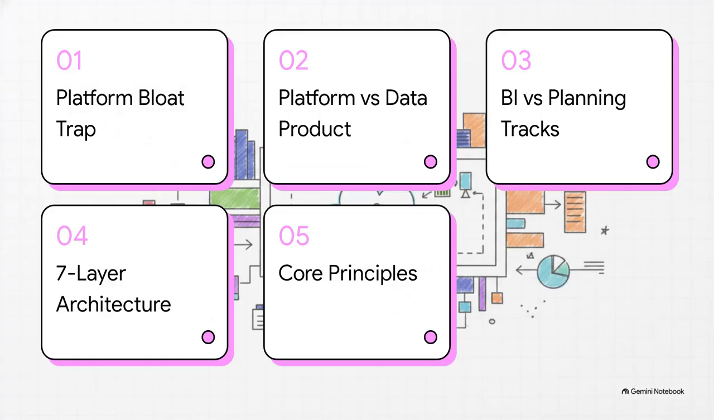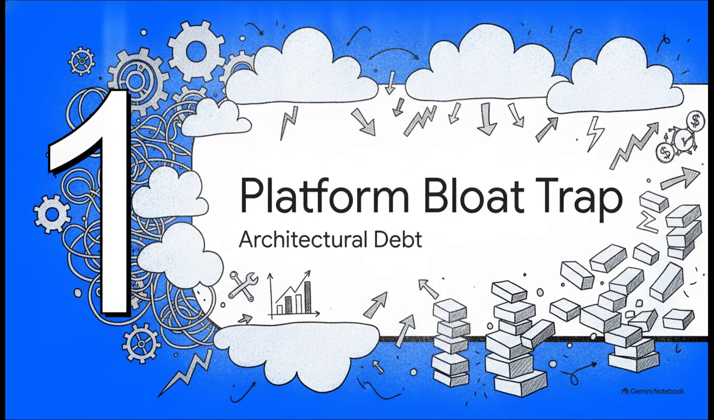To get us to that streamlined state, here is our game plan for today. 1. We'll look at the platform bloat trap. 2. Platform versus data product. 3. The BI versus planning tracks. 4. The 7-layer architecture. And 5. We'll wrap up with core enterprise planning principles. Let's get into it. Starting with Section 1, the platform bloat trap and understanding architectural debt.